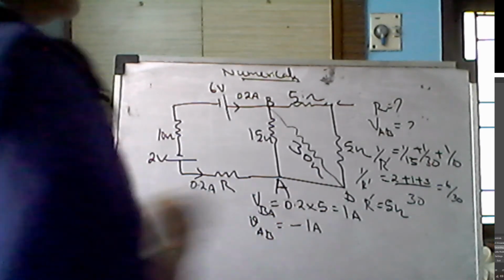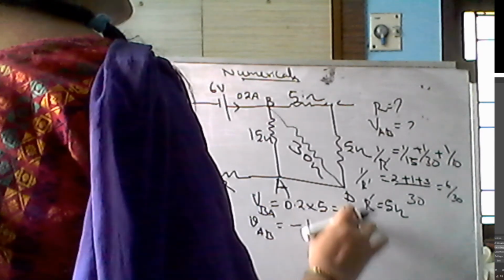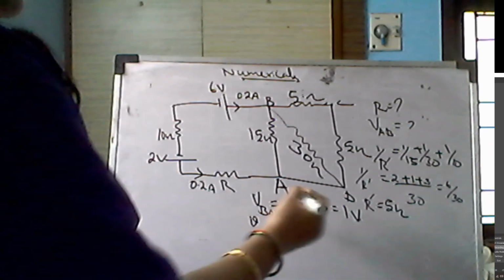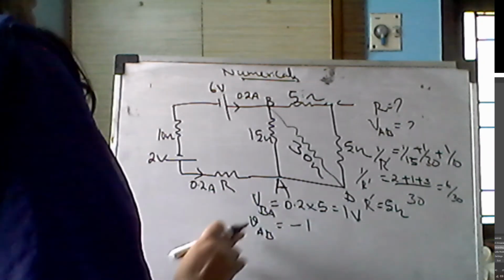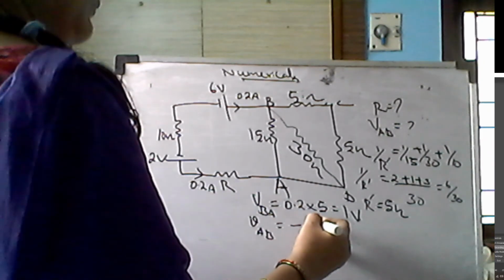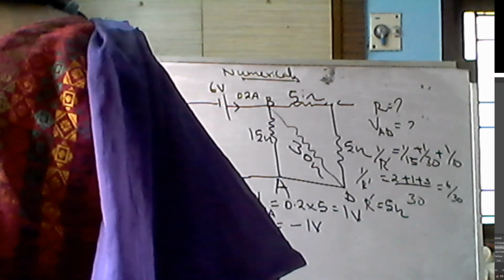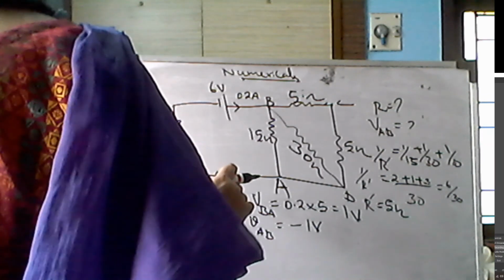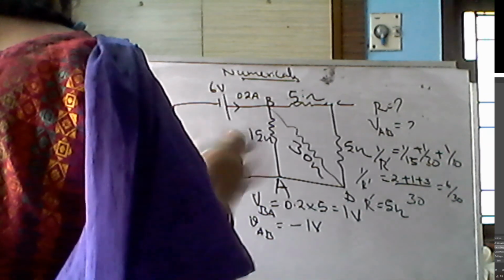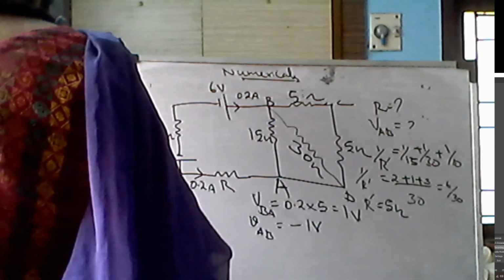That means VAB is minus 1 volt. The 0.2 ampere into 5 ohm, so 1 volt. That is VBA. Now VAB is minus 1 volt, because you are taking the reverse. Now that is the thing you have to find out. Okay. So now the remaining you can find out. Calculate the value of resistance R. Using the formula you can find out the value of R. Okay. Thank you.